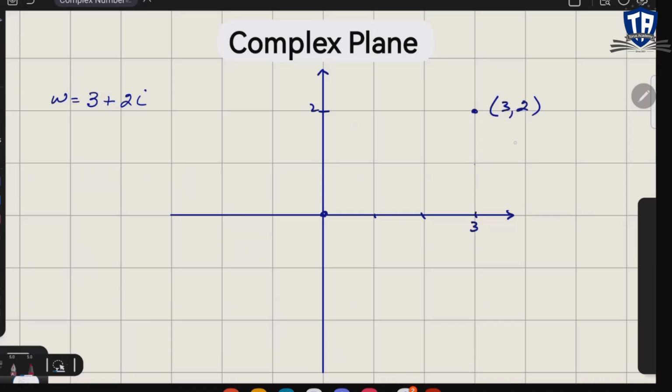Here 3 shows the real part. As we said, the x-axis shows the real part, so we can call it the real axis, and the y-axis is known as the imaginary axis. On the right side of the real axis, you can plot positive values. On the left side of the real axis, you can plot negative values. Along the y-axis, upward are the positive values and downward are the negative values. So any complex number can be plotted on the complex plane, and we can also write a complex number in the form of an ordered pair, 3 comma 2.